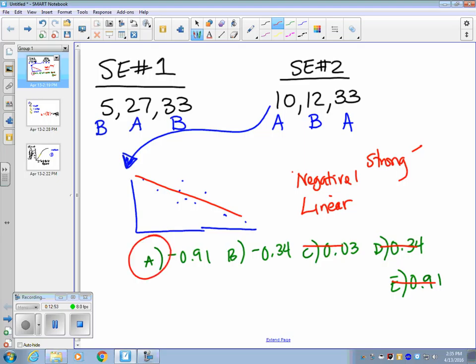I would hope they wouldn't say negative 0.9 and negative 0.8, because that would be very hard for me to decide. They wouldn't do that to you. They would make it an obvious answer choice like they did here. All right, any others from bivariate data? We're good so far? Okay.